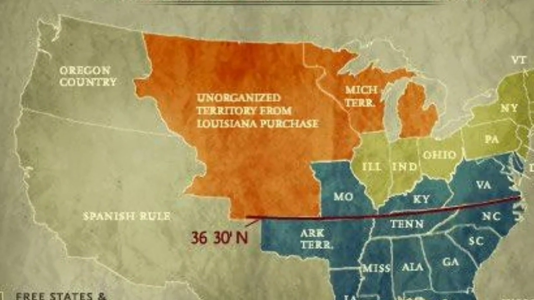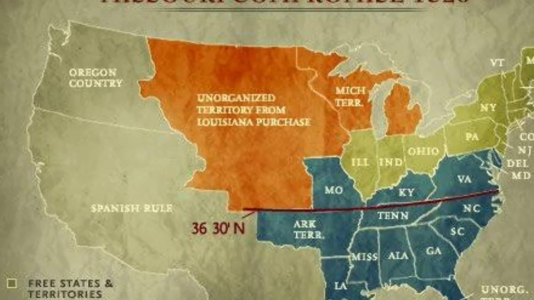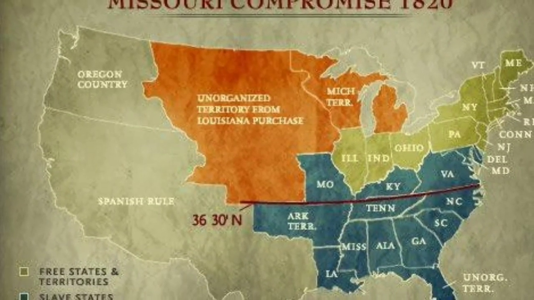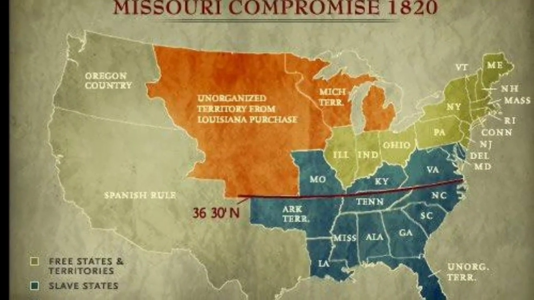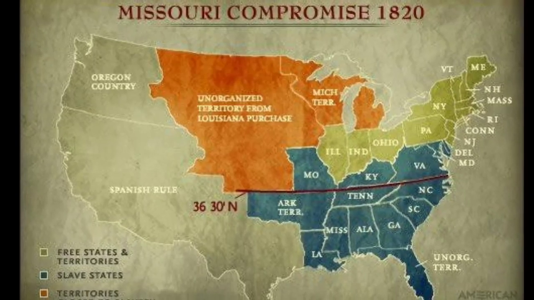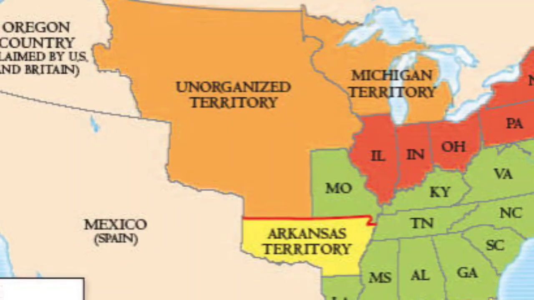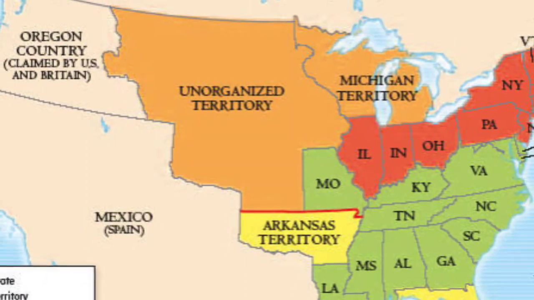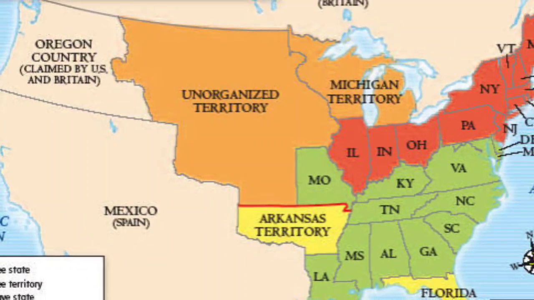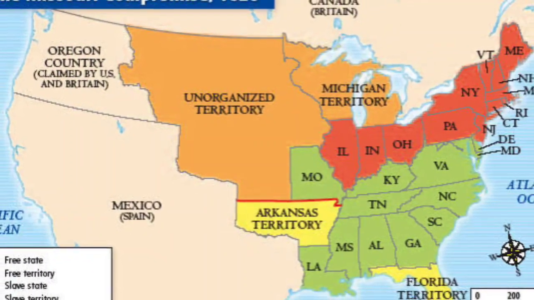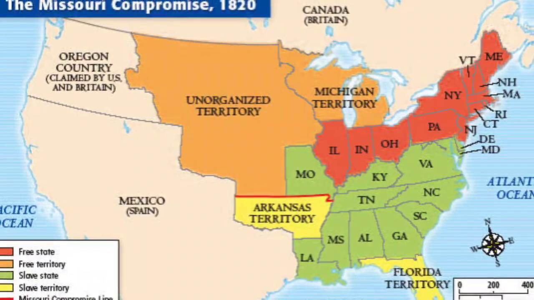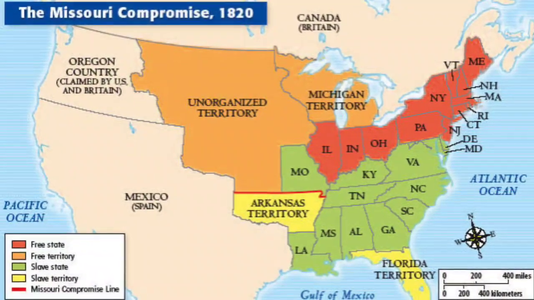2. Maine's admission as a free state, to maintain the balance between free and slave states. Maine was admitted to the Union as a free state. 3. Slavery prohibition north of the 36°30' line. The compromise also included a provision that prohibited slavery in all remaining territories of the Louisiana Purchase north of the 36°30' latitude line, except for Missouri. This line became a symbolic boundary between free and slave territories.